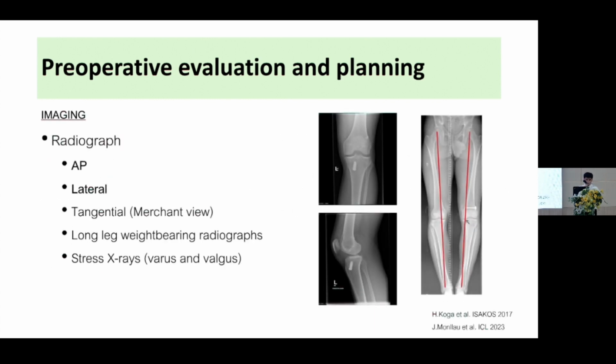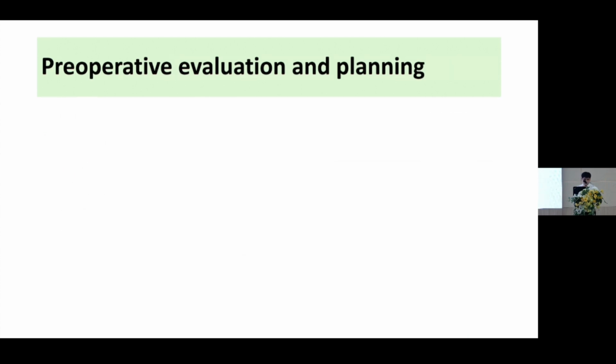For the imaging, radiograph evaluation is still the first line test to evaluate some fundamental parameters. The standard AP and lateral always should be performed first. The merchant view can evaluate the patellofemoral joint degenerative change. Long leg weight-bearing radiograph can show malalignment of the lower extremity. Stress radiograph, including varus and valgus tests, may be requested in the suspicion of multi-ligament knee injury.